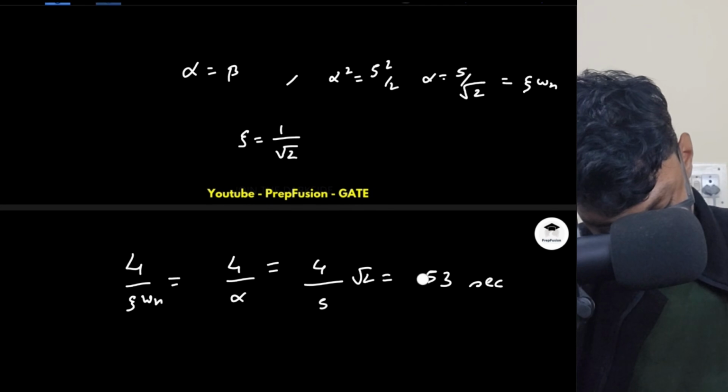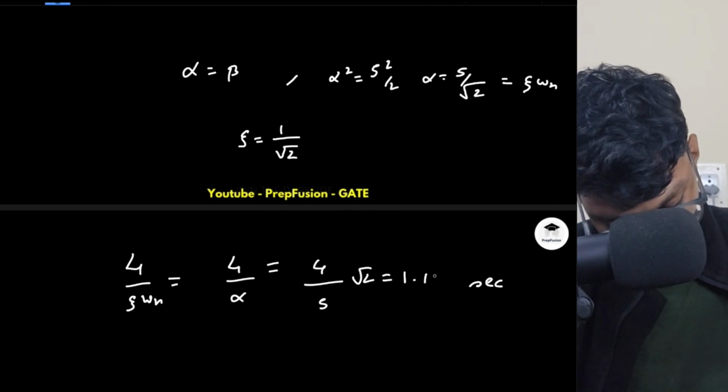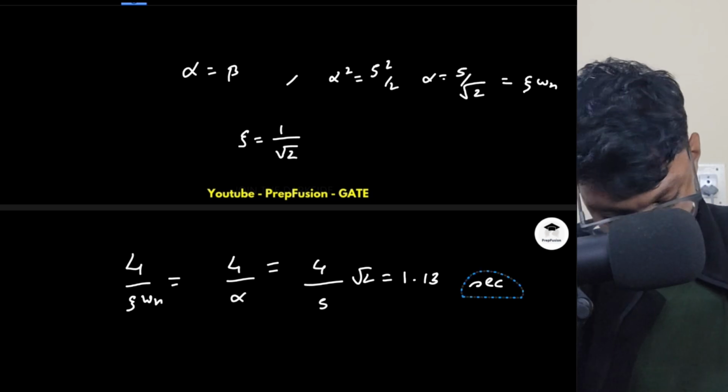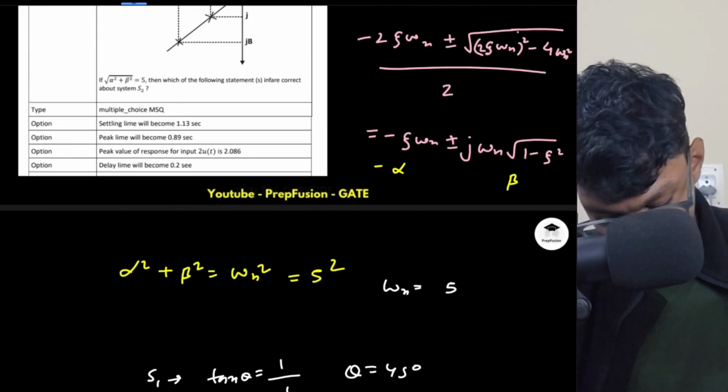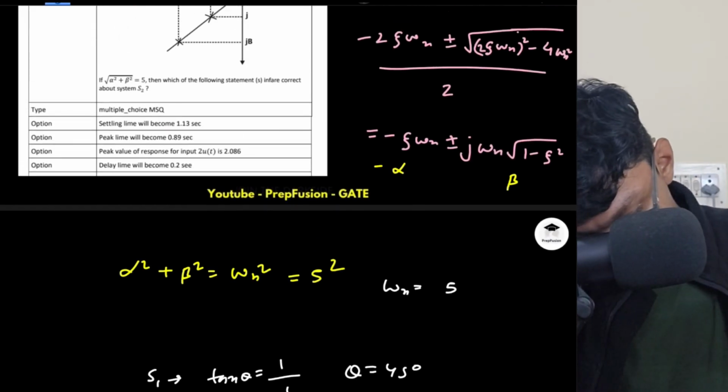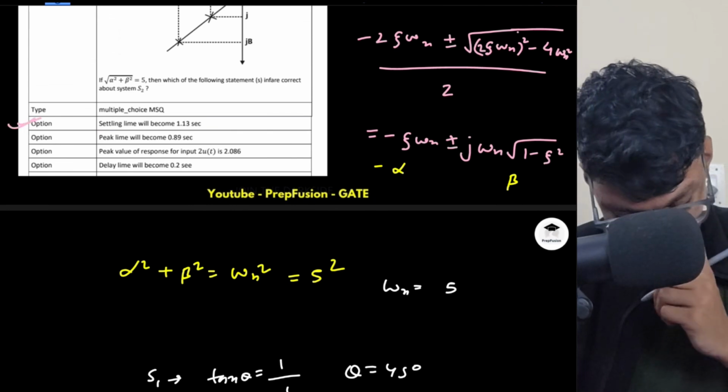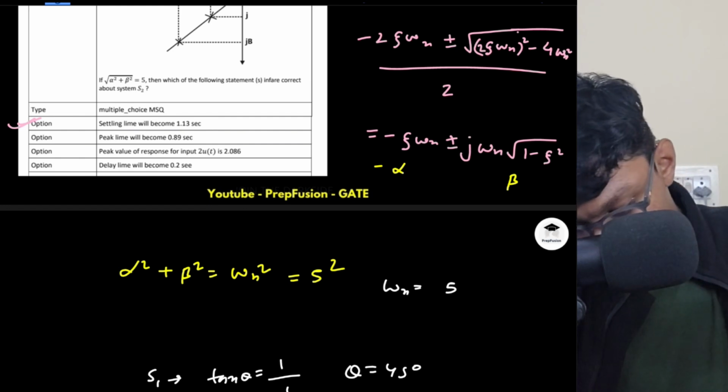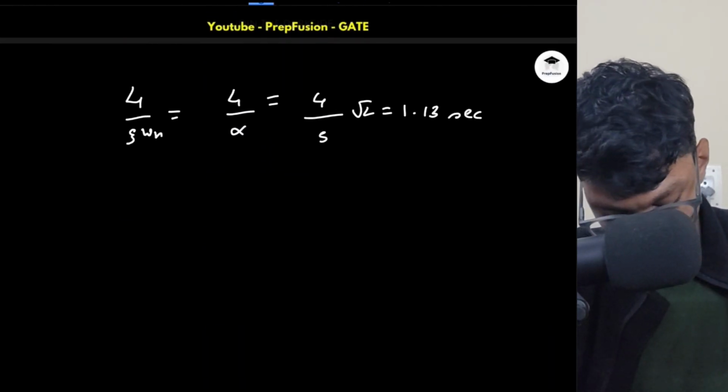I made a small mistake here. It comes out to be 1.13 seconds. So 1.13 second is option A. Option A is correct. So what are the other correct options? Peak time is 0.89 seconds. So what is the peak time?